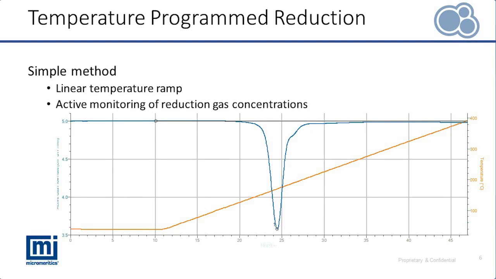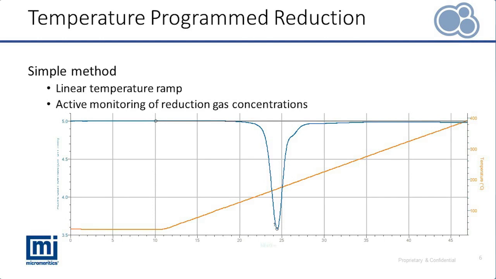The technique is quite simple and easy to run in modern instrumentation. A linear heating ramp is applied while a sample is under a constant flow of reducing gas. As the temperature is high enough, reduction begins and the reducing gas is consumed.